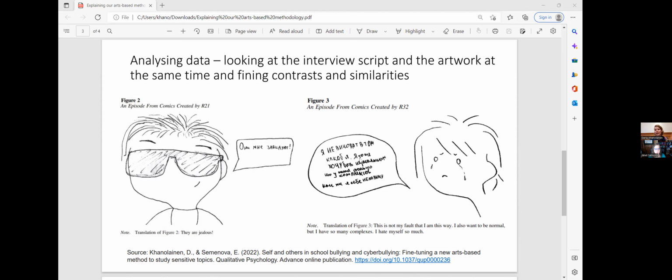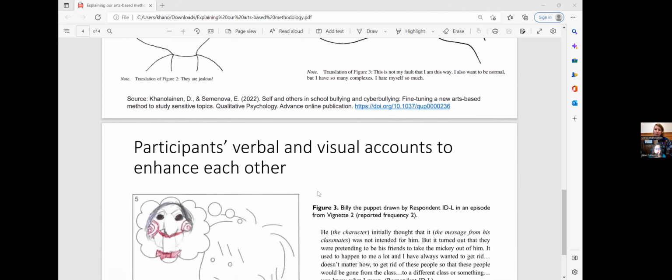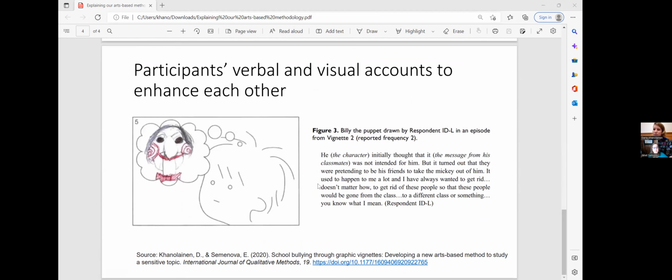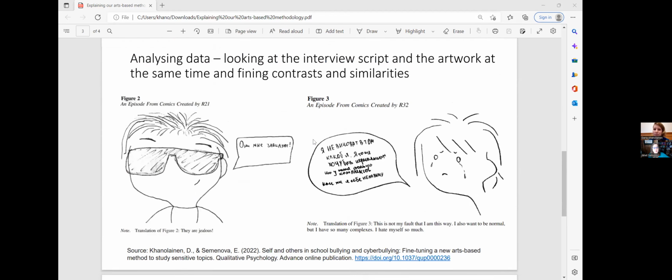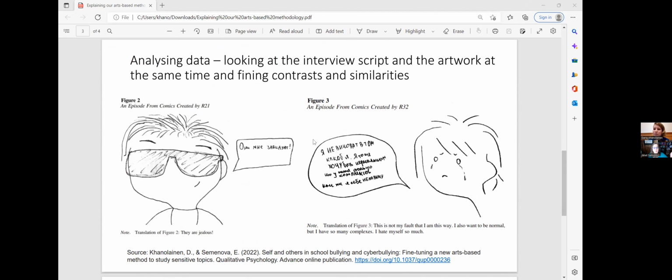So, analyzing both their scripts and their creative works at the same time. And then before you go on, go back to this one. What you presented to the participants, did you have the figures, or did they draw the figures? So we had the figure, but it didn't have any emotions.